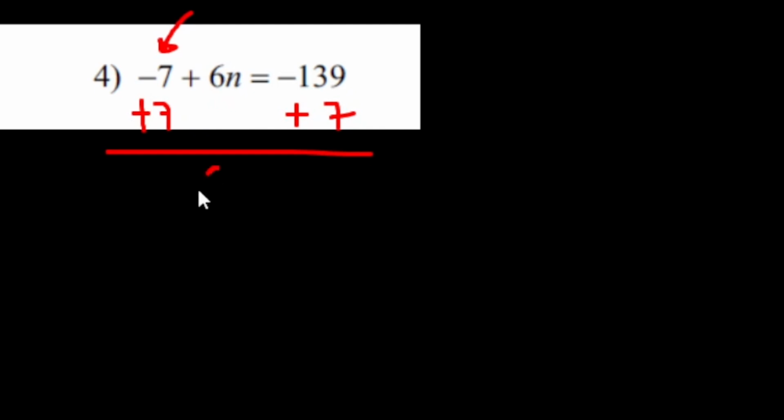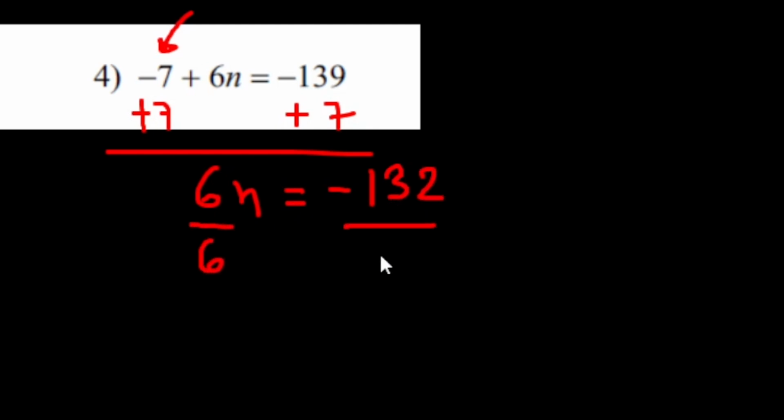So we just have 6n. Remember that 6n has a plus sign in front, so it's just positive. So negative 139 plus 7, that is negative 132. We divide both sides by 6. We get n equals negative 22.